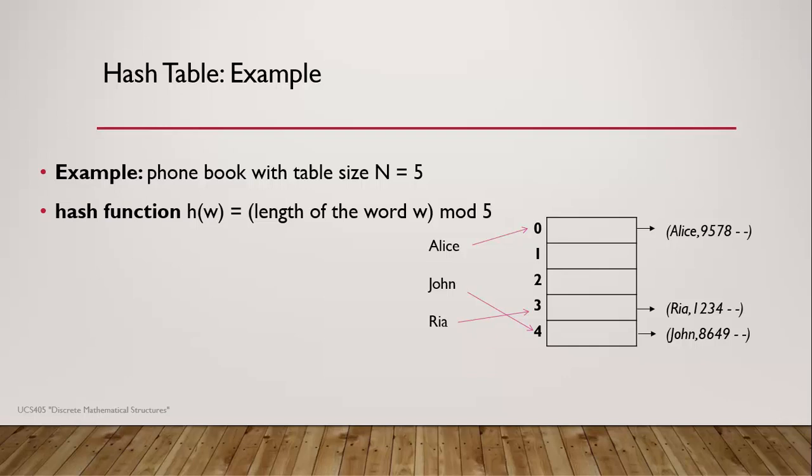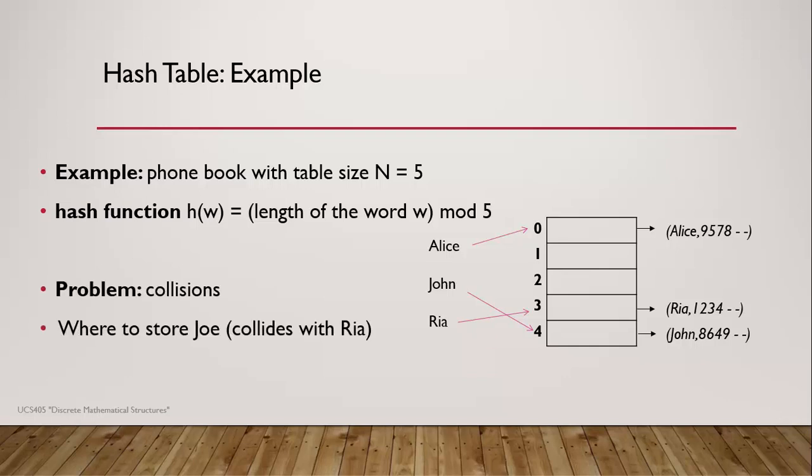Similarly, the word length of John is 4. 4 mod 5 is 4. So you will store John at index 4. Likewise, Ria, whose word length is 3, will be stored at index 3 because 3 mod 5 is 3. But there is one problem with this approach. If you have another entry like Joe, whose word length is also 3, 3 mod 5 is 3 again. Now we can't store Joe at index 3. So this is known as a collision.